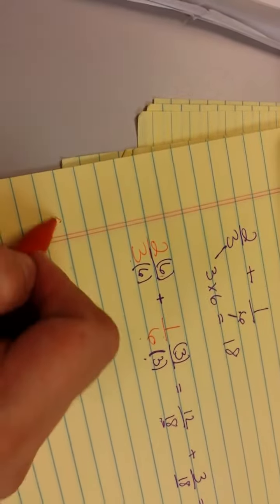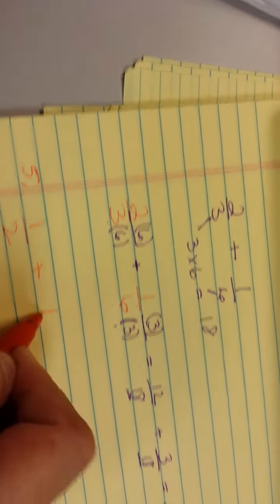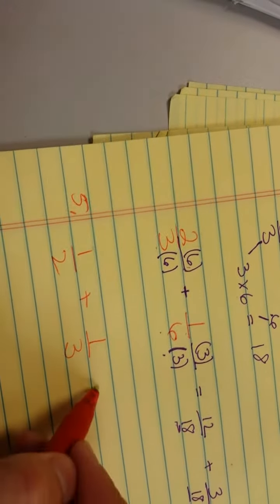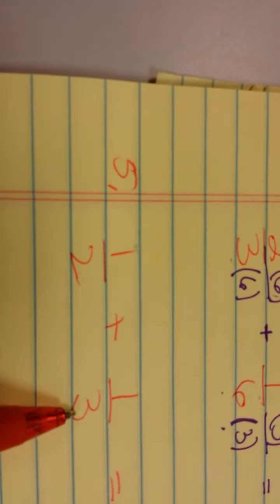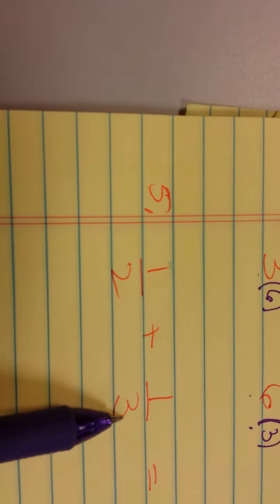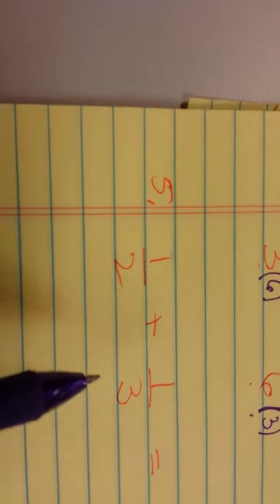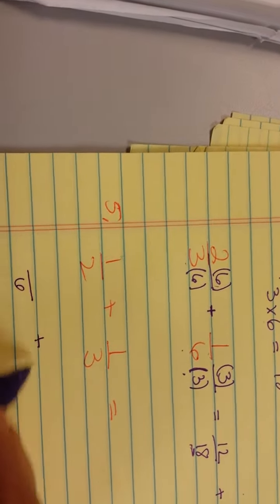Okay, the next one is number 5. And it's 1/2 plus 1/3. So, there's a couple ways to find that common denominator. Does 2 divide into 3? No. What's 2 times 3? Well, 2 times 3 is 6. So we're multiplying 2 times 3, and that's the number that these both have in common. So 2 times 3, 6.